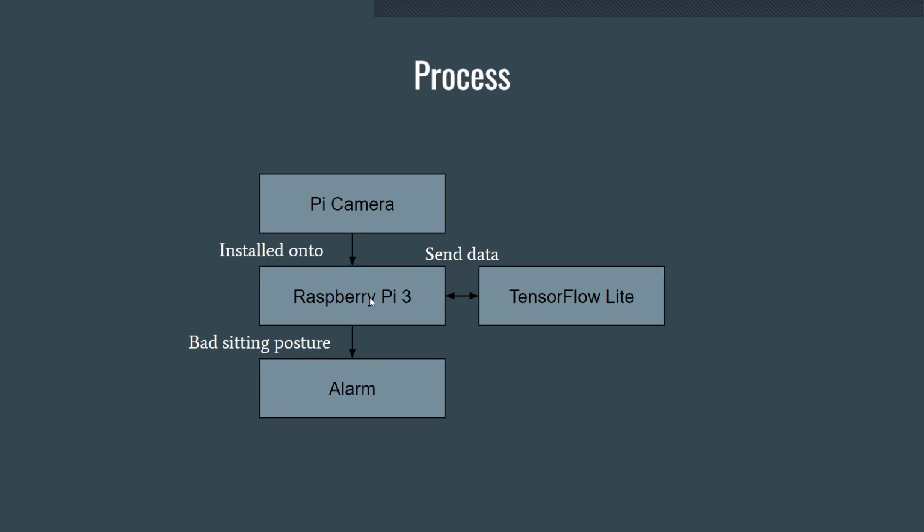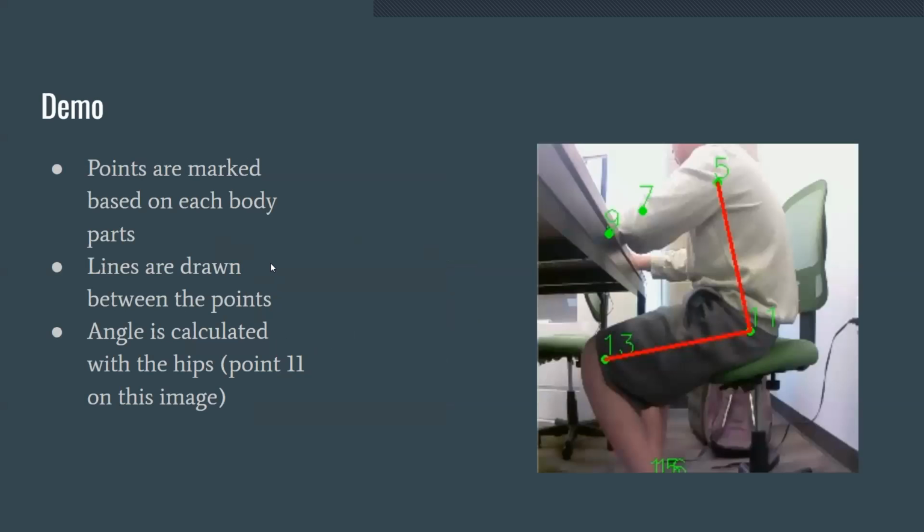So if the data set gives numbers that can be calculated onto a certain angle that's less than a certain amount, when leaning forward, it will alarm you for sitting badly, not correctly. Here's a demo.